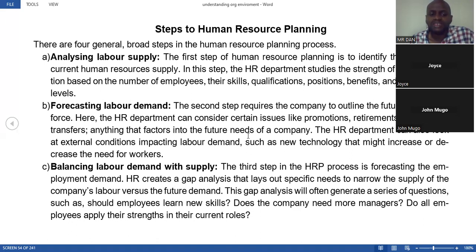Then we also need to balance labor demand with supply. So we are saying you need to create a balance between what we have in terms of the work and the supply of labor. How many employees do we need? And that will take us to what is called the gap analysis. So you are anticipating the gap that is there in the organization. And as human resource, you are trying your level best to fill that gap by hiring the right people, hiring the right managers who are going to do the job.